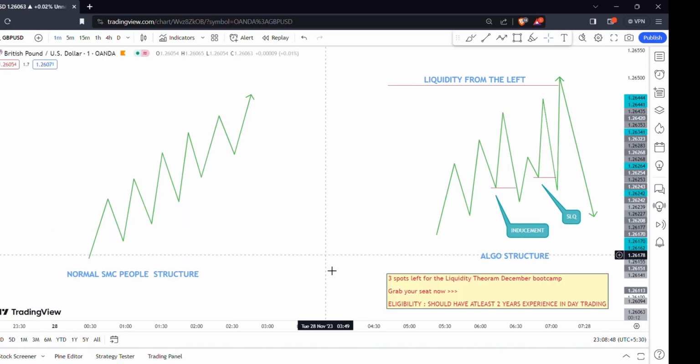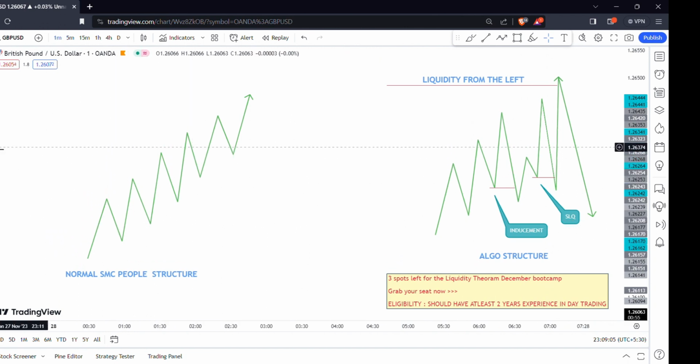So before understanding the algorithm behind the markets, you should understand the differences between how the normal smart money people view the structure of the market and how the top 1% people who use the algo structure trade the markets in and out of every move. So normal SMC people will view the market from the break of the structures, mitigations, break of the structures, mitigations, break of the structures, mitigations.